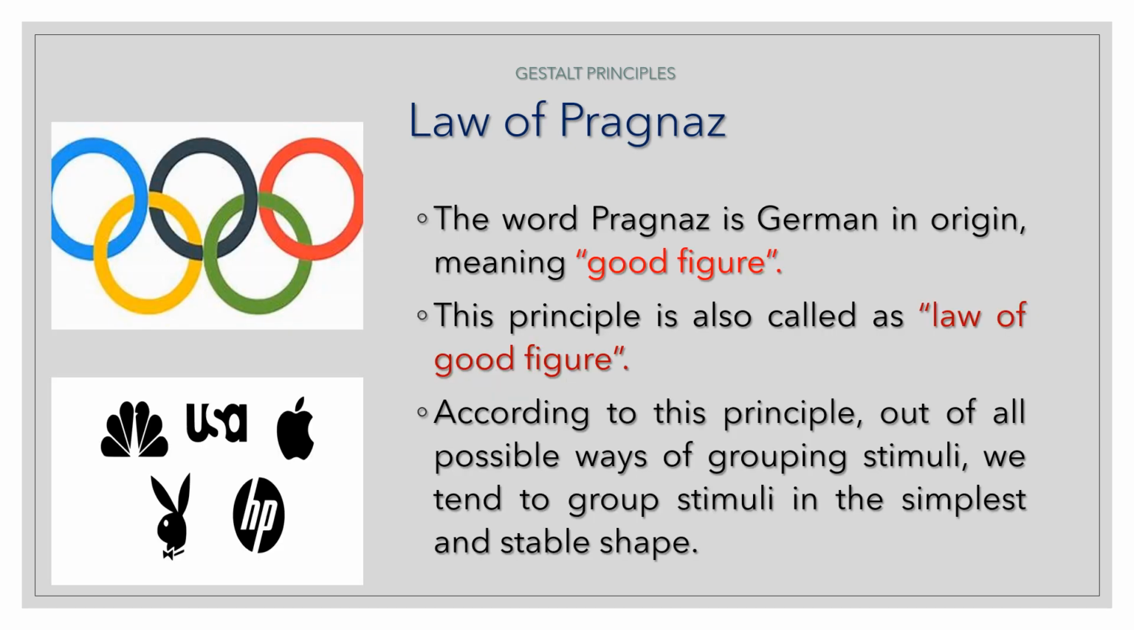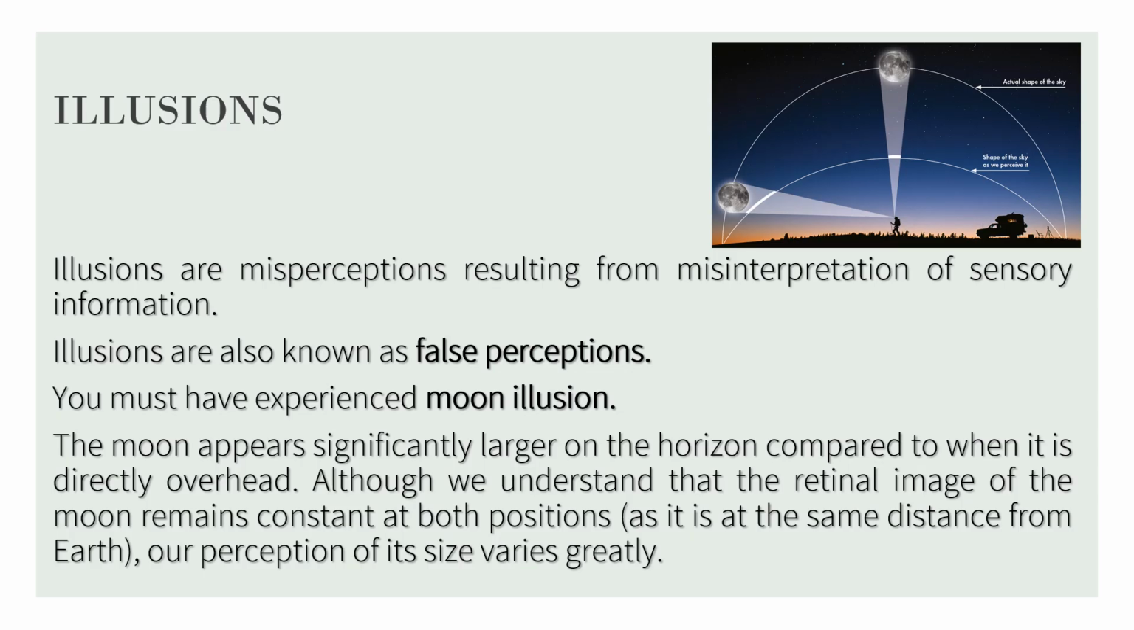Law of Pragnanz is also known as the law of good figure. According to this principle, out of all possible ways of grouping stimuli, we tend to group stimuli in the simplest and most stable way. So the figures are organized so that they look like a good figure, like logos of companies, and you can see the logo of the Olympics. So these are good figures.